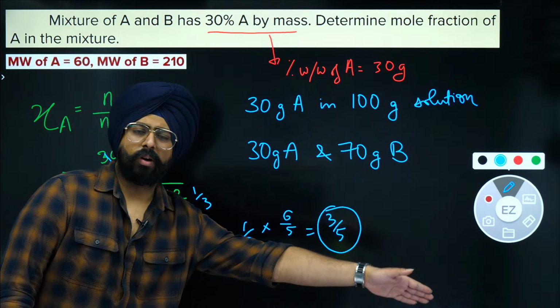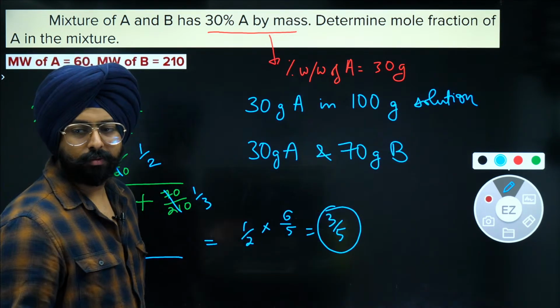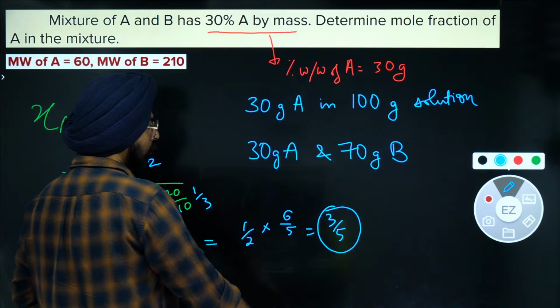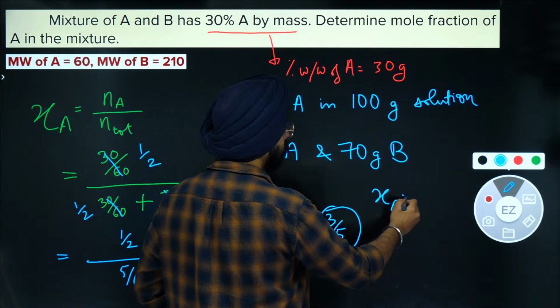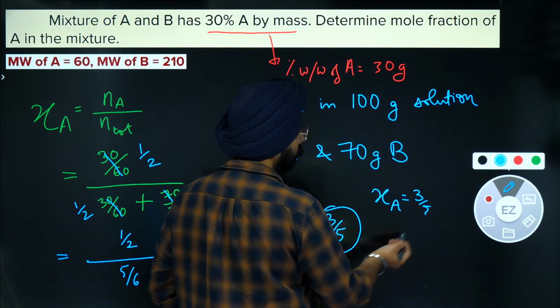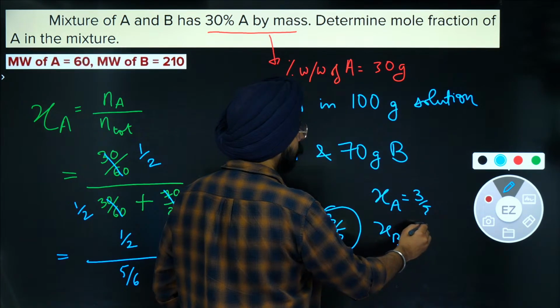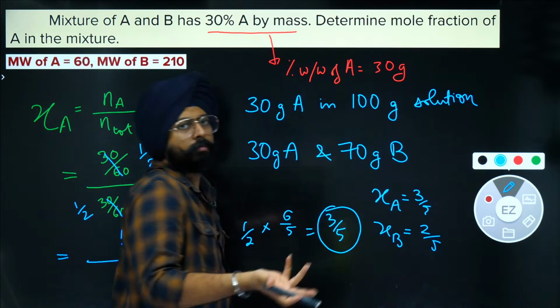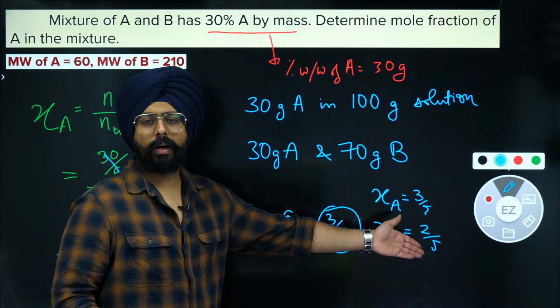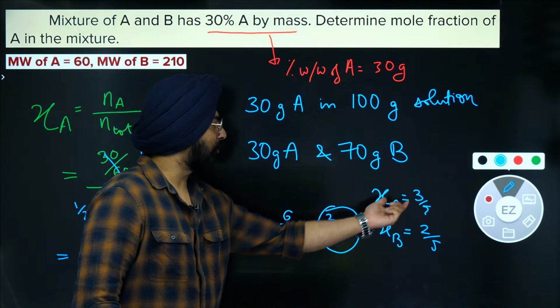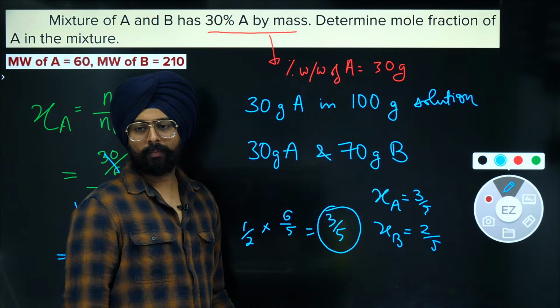You can resolve it into a decimal if you want. No need to go there. So, mole fraction of A is equal to 3 by 5. Therefore, mole fraction of B is equal to 2 by 5. Because both of them have to add up to 1. So, 3/5 is A, 2/5 is B.